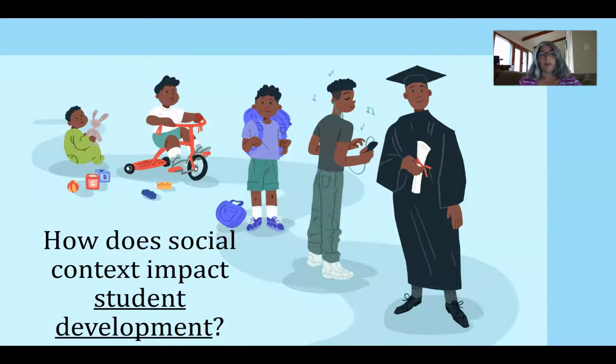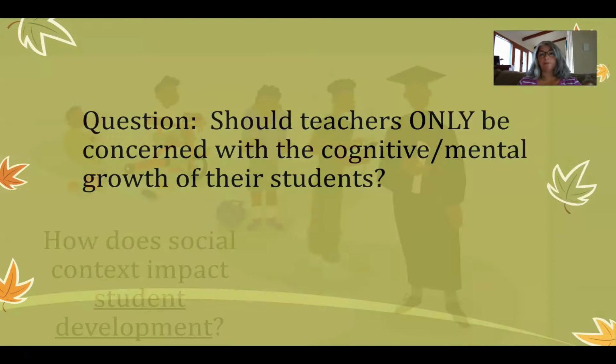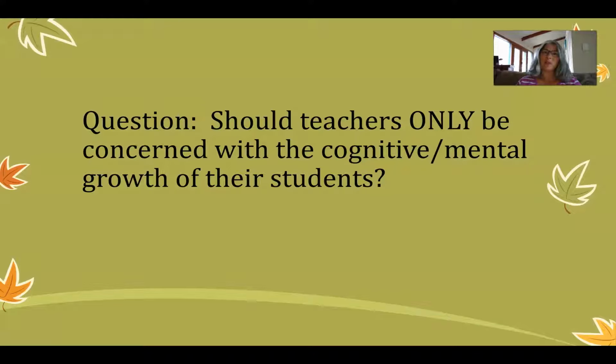We will be starting with how social context, things in our social world, impact our students' development. So I thought I'd start with a question. Do you think teachers should only care about their students' mental growth? What they're learning, how they're doing in math, how they're doing in history, and so on?